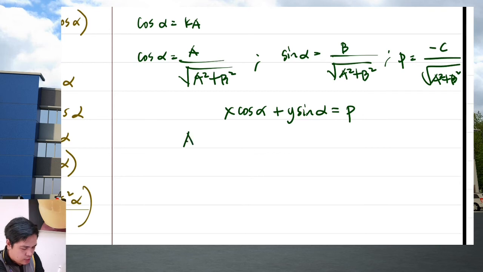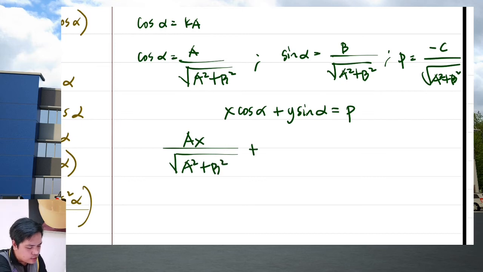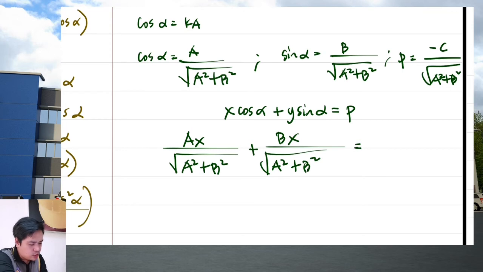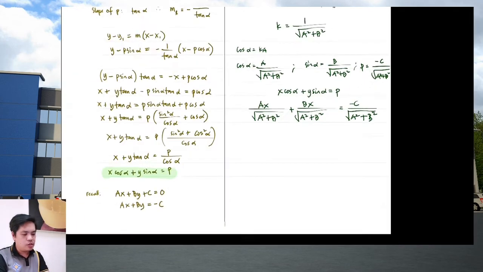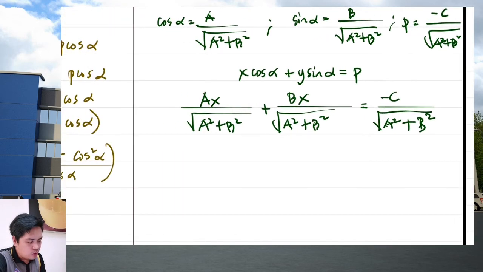That means ax over square root of a squared plus b squared plus bx over square root of a squared plus b squared is equal to negative c over square root of a squared plus b squared. Ayan, so we could get the normal equation of the line. Instead of using this, we could just use this.